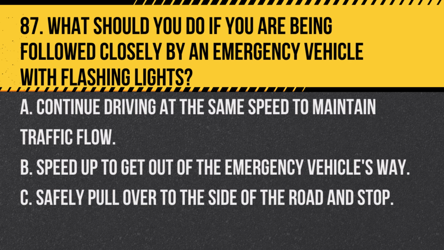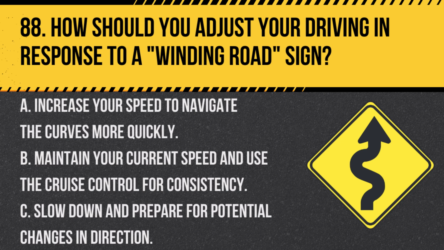A. Continue driving at the same speed to maintain traffic flow. B. Speed up to get out of the emergency vehicle's way. C. Safely pull over to the side of the road and stop. Answer. C. Safely pull over to the side of the road and stop. When being followed by an emergency vehicle with flashing lights and sirens, you should safely pull over to allow it to pass. Question 88. How should you adjust your driving in response to a winding road sign?